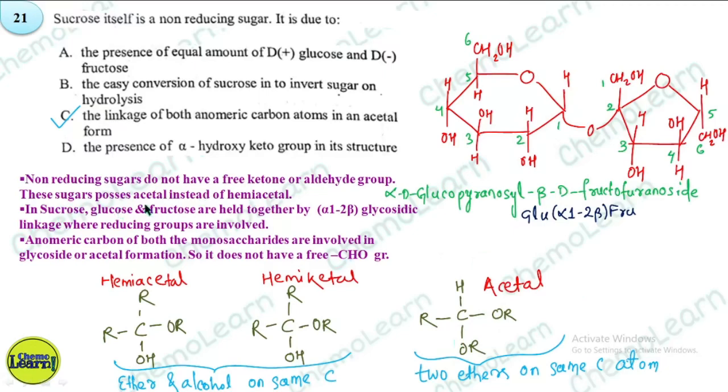Okay, this is the acetal group. In sucrose, glucose and fructose are held together by alpha 1,2 beta glycosidic linkage, where reducing groups are involved. So, the anomeric carbon atom of both the monosaccharides are involved in glycosidic or acetal formation. So, it does not have any free CHO group and it is a non-reducing sugar. That means it cannot reduce Fehling solution or Tollens reagent. So, option C, the linkage of both anomeric carbon atoms in the acetal form is the right one.